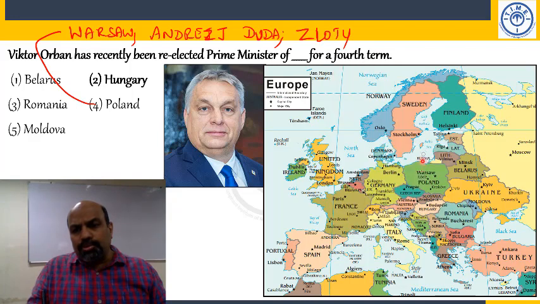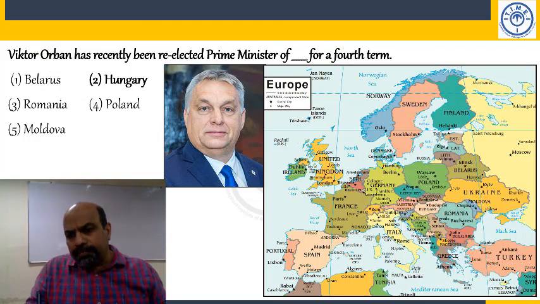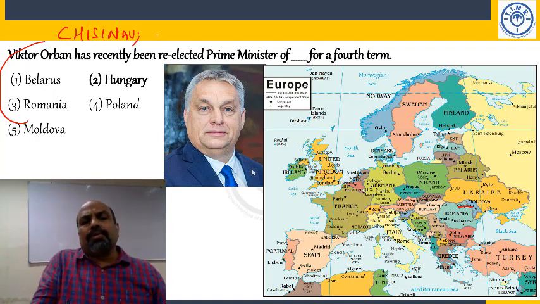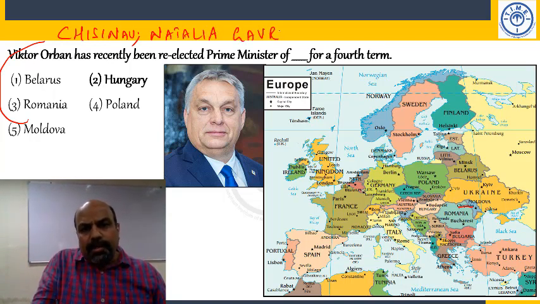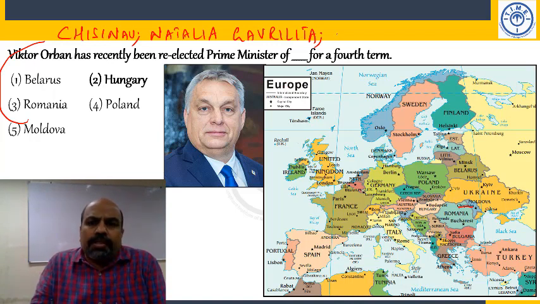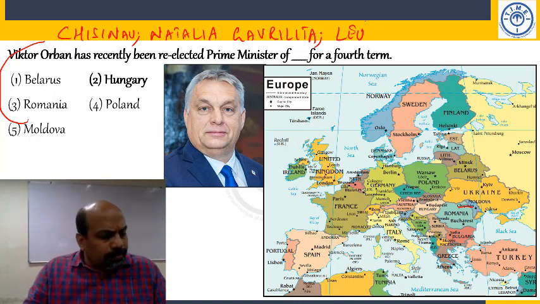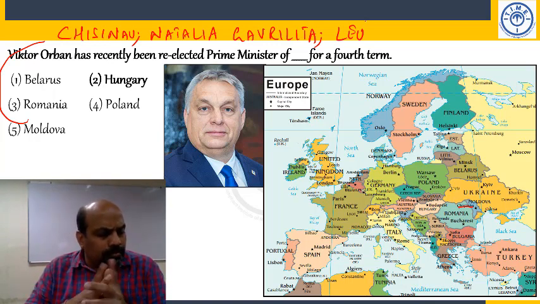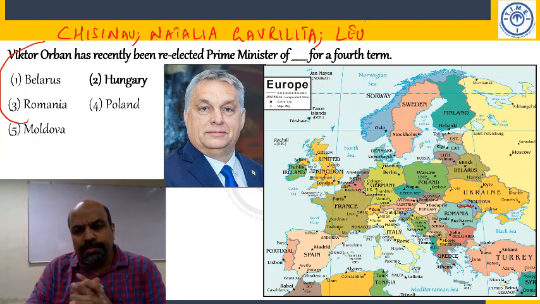Moldova, what's the capital? Chisinau, I guess. Chisinau is the capital. The president is Natalia Gavrilita. And the currency is Moldovan lu. So that should be fine, I guess.